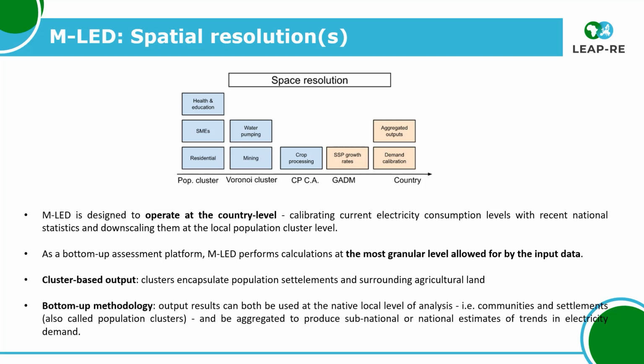The advantage of this granular resolution is that outputs are produced at different levels of resolution, from the very local native scale of the analysis of the population clusters, so outputs are really granular and can show the estimated demand at a very local level, up to an aggregation at the subnational and national level that can be very useful for policymaking to get a picture of the overall evolution in a country and its regions.